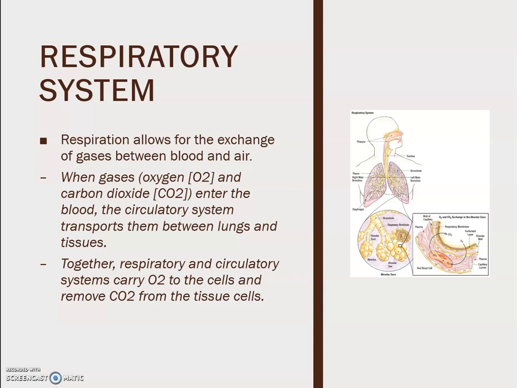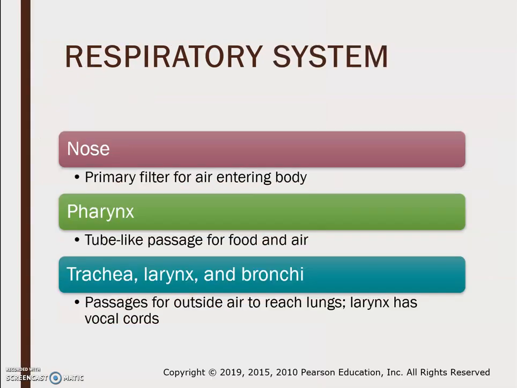Respiratory system. Respiration allows for exchange of gases between the blood and air. When the gases oxygen, O2, and carbon dioxide enter the blood, the circulatory system transports them between the lungs and tissues. Together, the respiratory and circulatory systems carry O2 to the cells and remove CO2 from the tissue cells. We're going to go into this in more detail in Chapter 7.